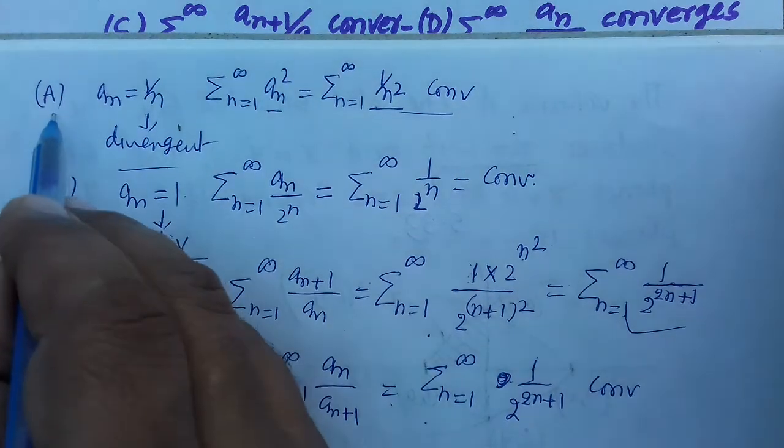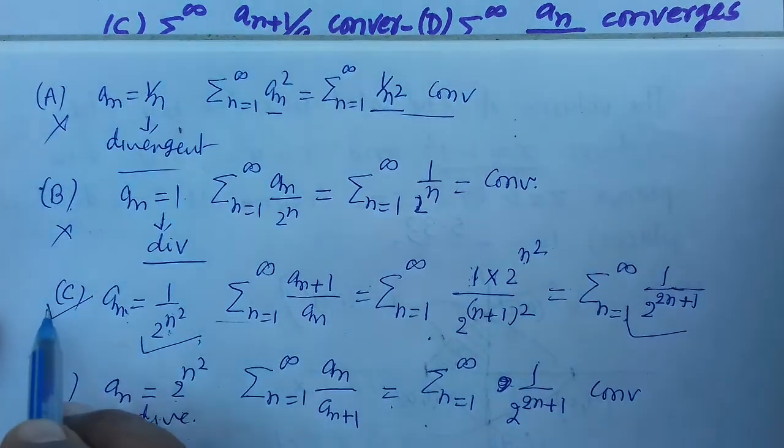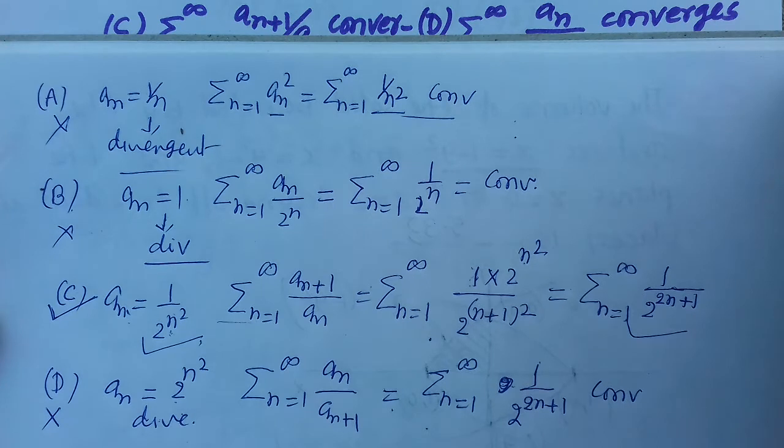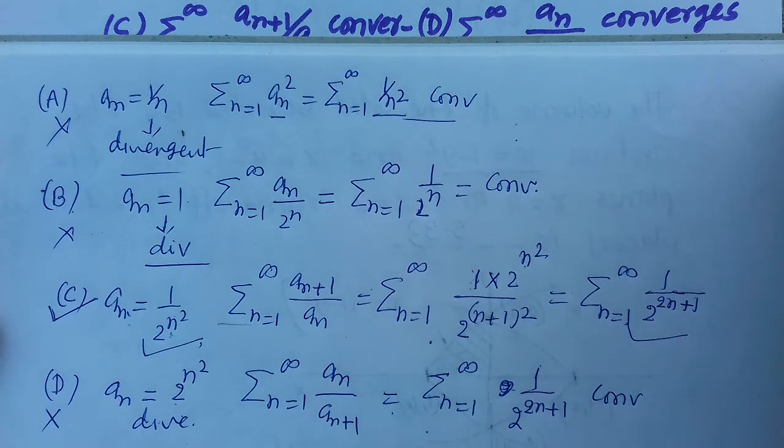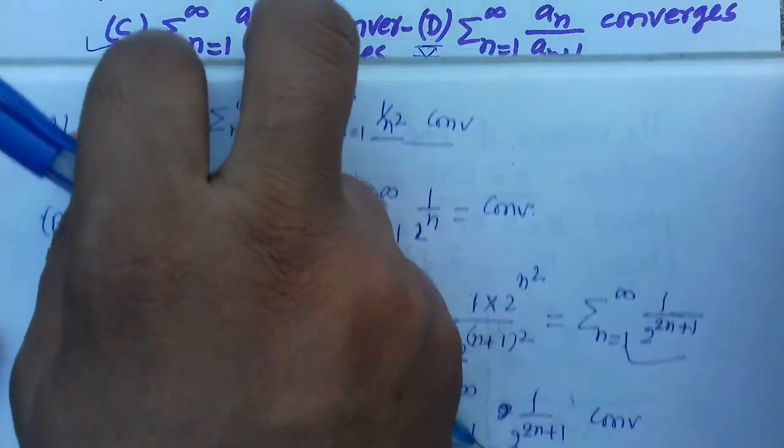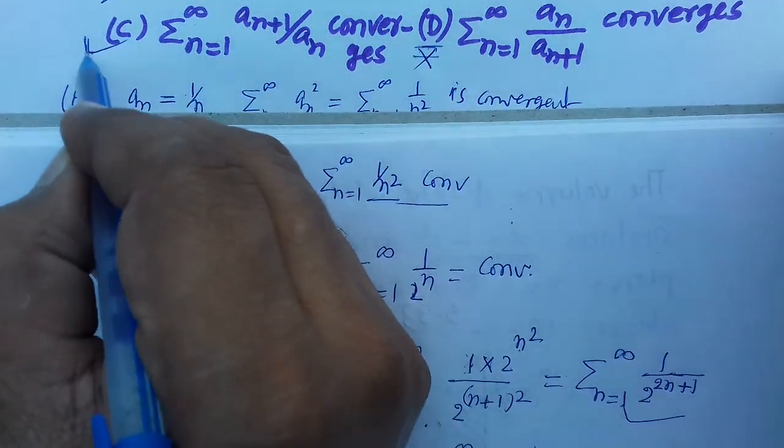We have proved 3 options wrong, and only C is correct. So whenever you see a question in which only one option is correct, it is better to save time to choose the right option using examples. So C is our correct option.